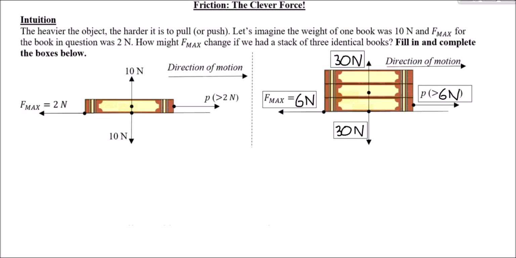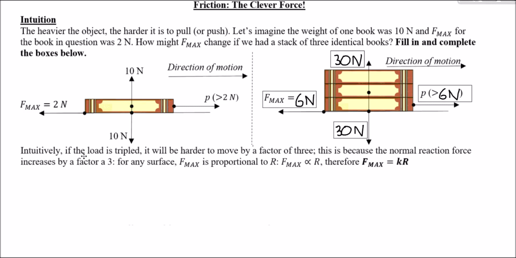So the point I'm trying to drive home here is this intuitive idea, in my opinion, that the maximum value of friction is proportional to either the weight or the normal reaction force. Now it turns out that it's proportional to the normal reaction. So to summarise, intuitively, if the load is tripled, it'll be harder to move by a factor of 3. And that's because the normal reaction force increases by a factor of 3.